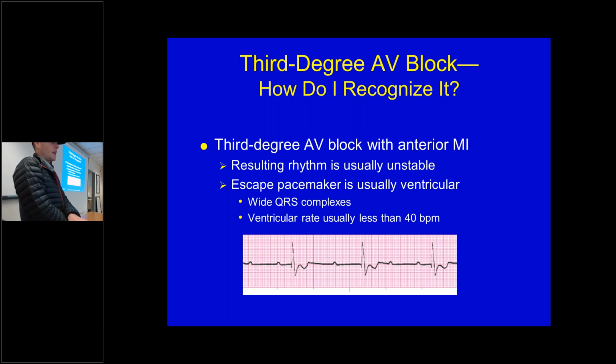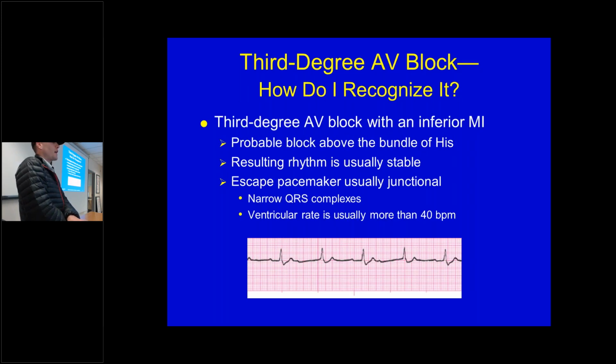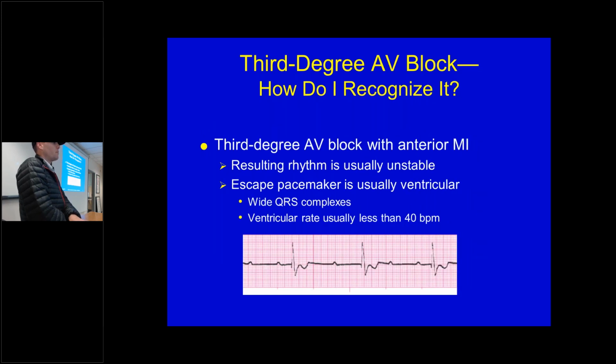But it's just saying that an inferior MI is going to affect different parts of the conduction system than an anterior MI, right? If you have a third degree AV block with an inferior MI, likely that's going to be above the bundle of His, if that's where that blood supply goes. If you have a third degree block with an anterior MI, it's likely the damage is below the AV node.